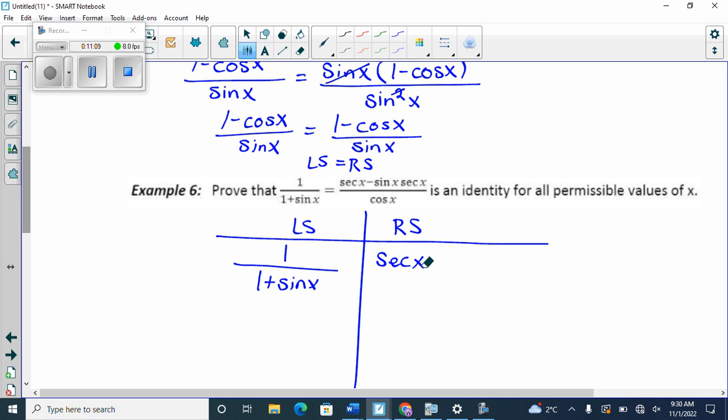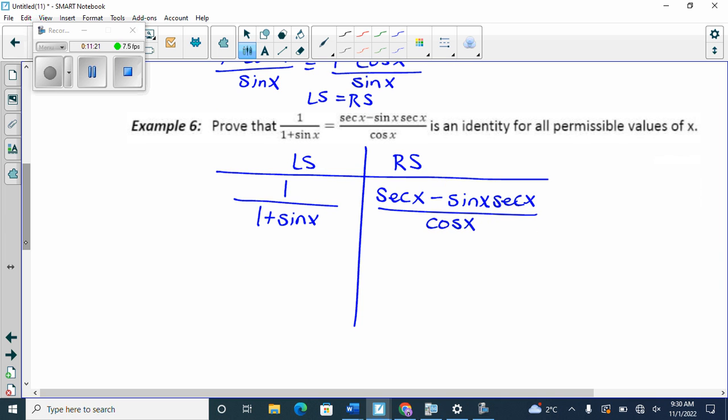So secant x minus sine x secant x. It's hard for me. I sometimes want to just write my first step, but I have to stop myself. Okay, to me, the right-hand side looks more complicated, so that's what I'm going to work with. I'm going to take a secant x out, and I'm left with 1 minus sine x. Please remember to write the 1. When you take a secant out of secant, you're left with a 1. It doesn't just go away.